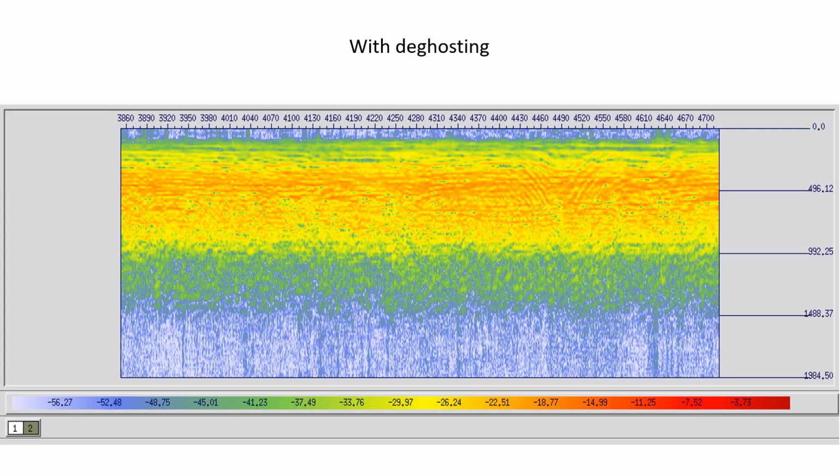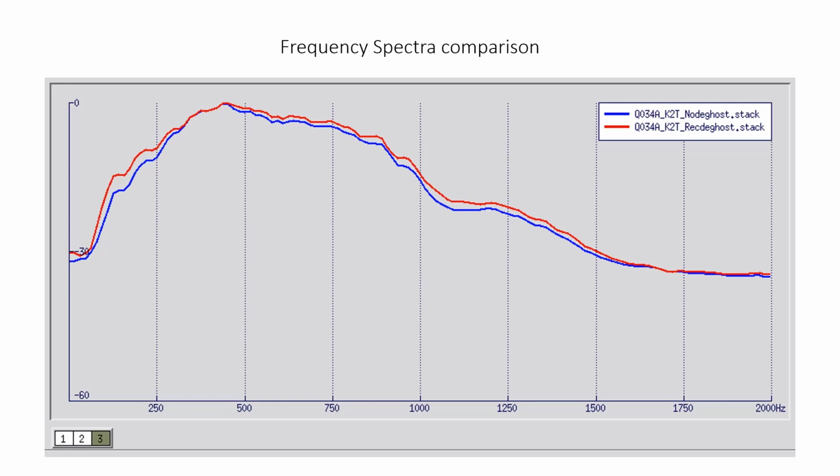And then looking at the average of all the traces, all the post-stack data, we can see that the frequency spectra are significantly improved, especially in the low and medium to high frequency range, getting about a 4 dB improvement in these lower frequencies, around 125 hertz or so.